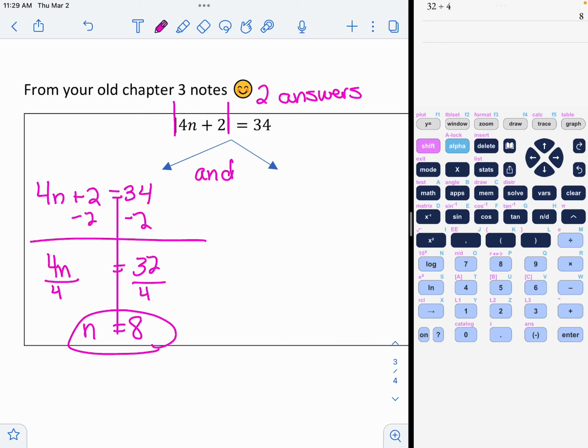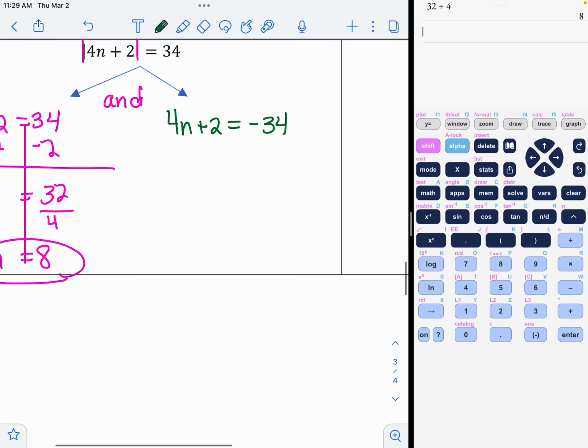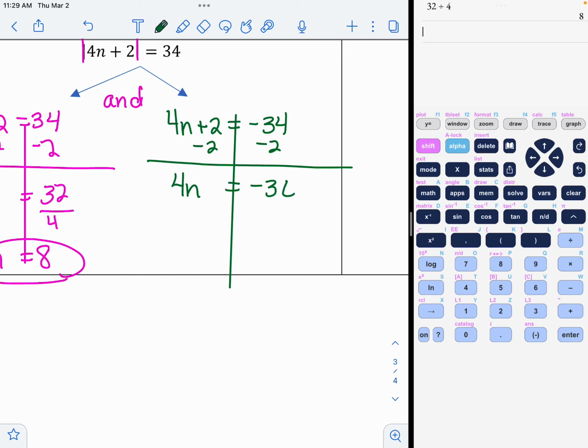The other answer is sneaky, but we can do this. You keep your 4n plus 2. You flip the 34 to a negative 34, and you solve that. That's because absolute values can be positive and negative and give you the same answer. So there's your 4n. Here's your negative 36 this time. Divide by 4, and n is negative 9.